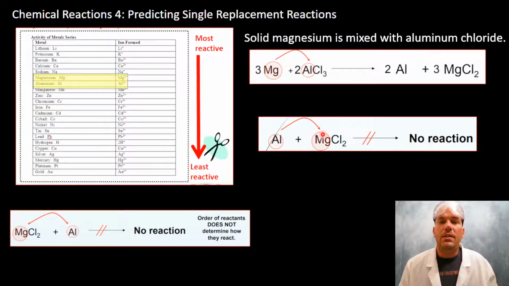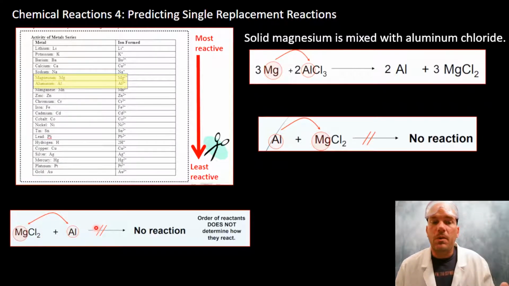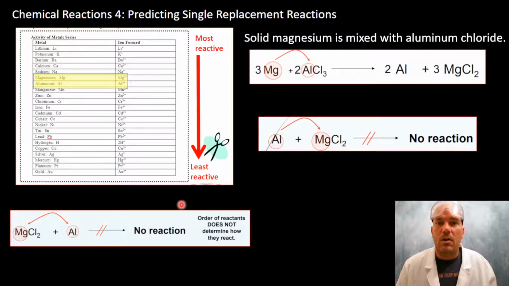Now, students a lot of times will also ask, what if I write the ionic compound before the metal? Does the order matter? The order of the reactants does not matter at all. It does not play a factor in this.